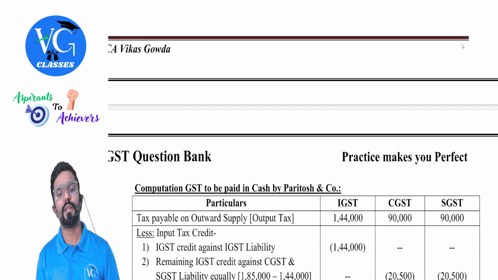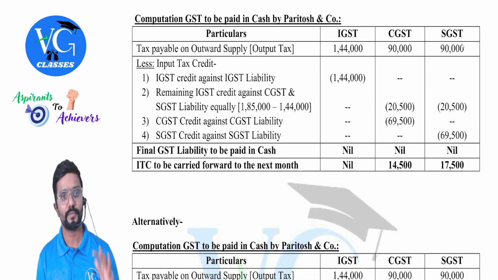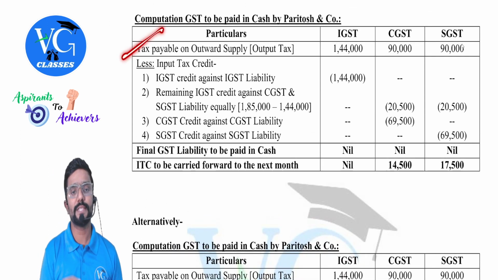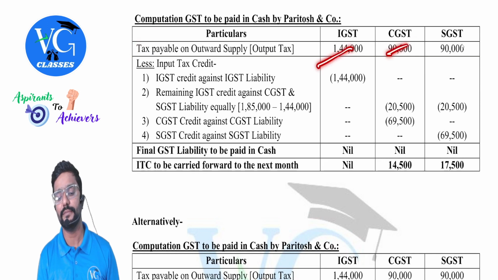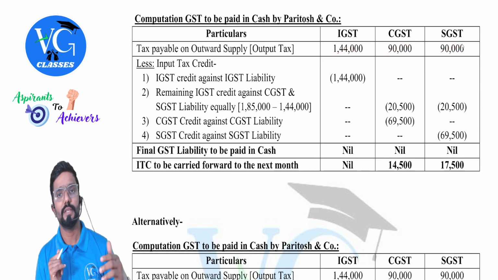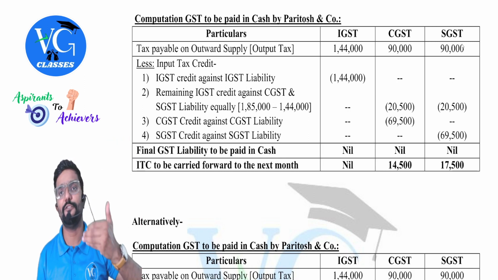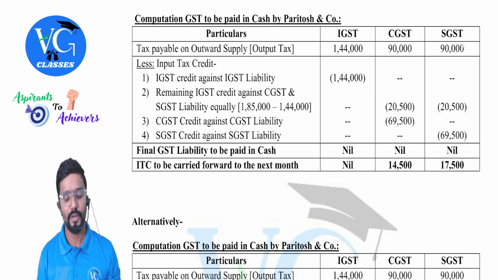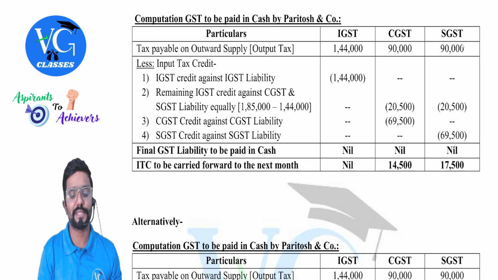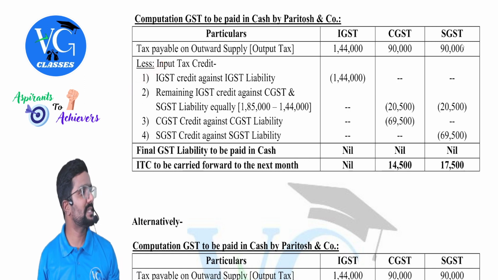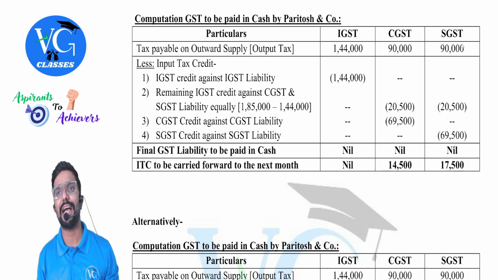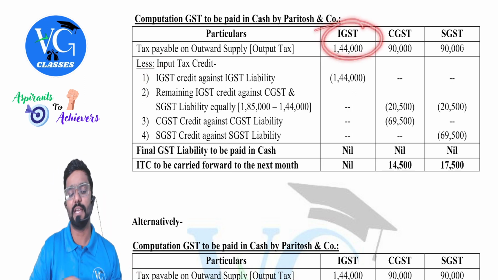And the main working is this one. Whatever output tax we already calculated, we are taking it here. Then we will adjust the credit. For adjusting the credit, we need to follow the sequence given in the law as per the table which we already discussed. First, IGST credit has to be used against IGST liability.